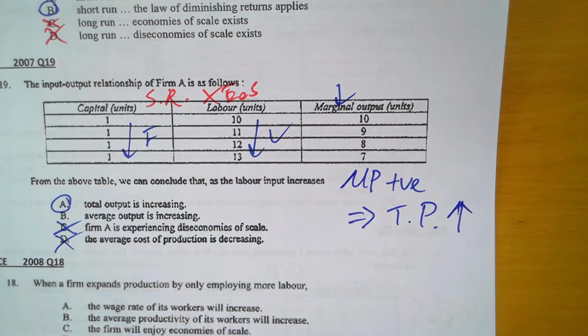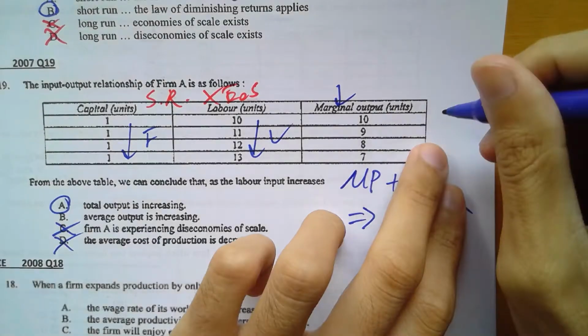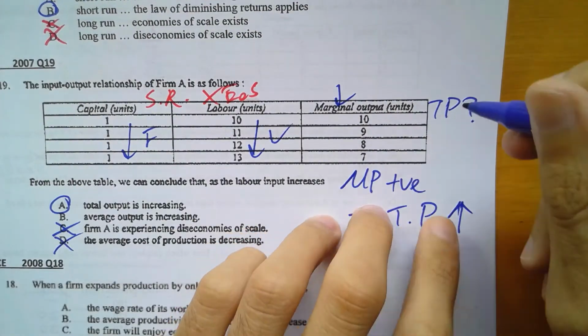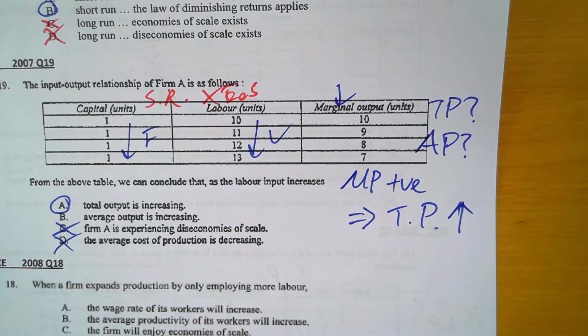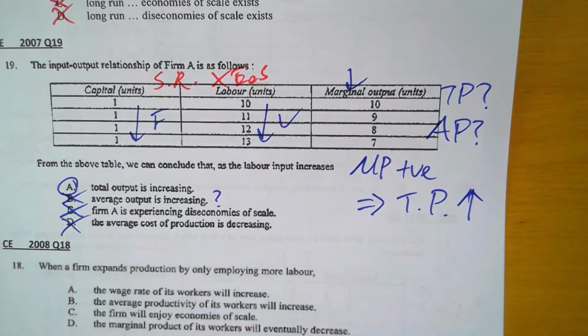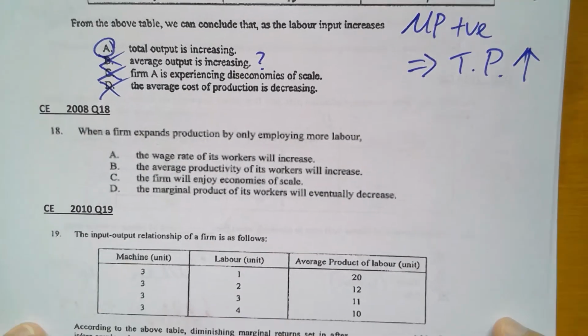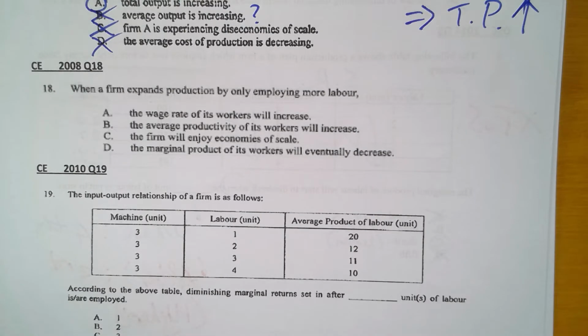OK， 嗱 average output let's really work out. Oh, actually, we can't work out, right? Because we don't know anything about total product. We don't know total product. Then how do we know about average product? 我都唔知 total，我點知 average 啊？So actually, this one is a question mark. No，得唔得？嗱，next one, 2008, which is my year of CE，我就考嗰年㗎。嗱，let's see.